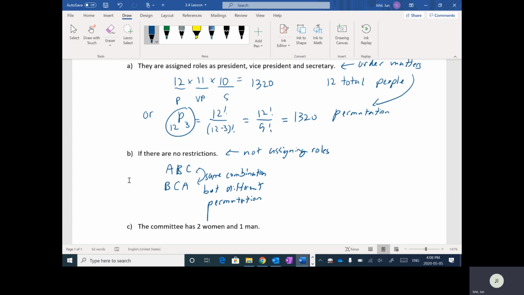So to answer this question, what you'll notice is that on your calculator, there's also an nCr button. This is n choose r.